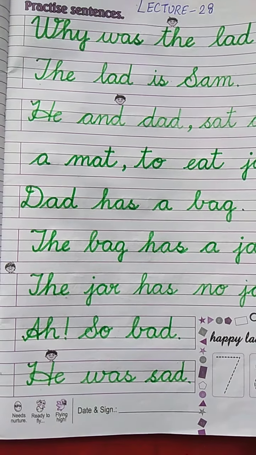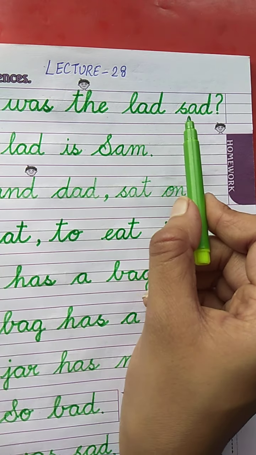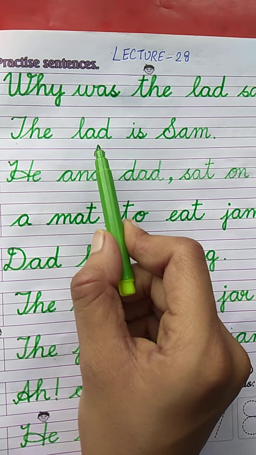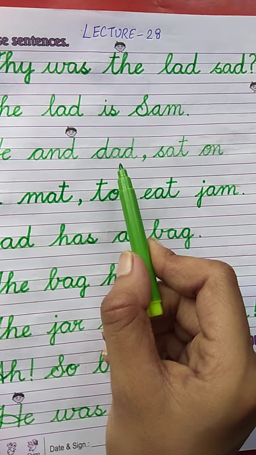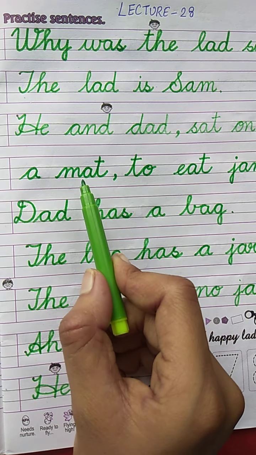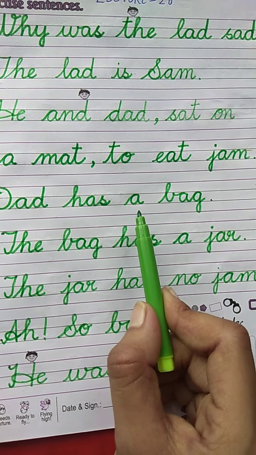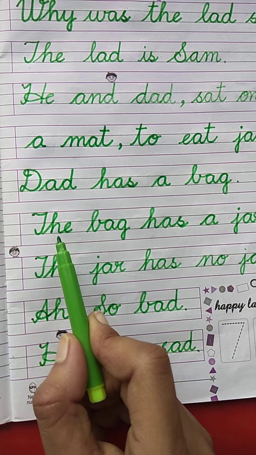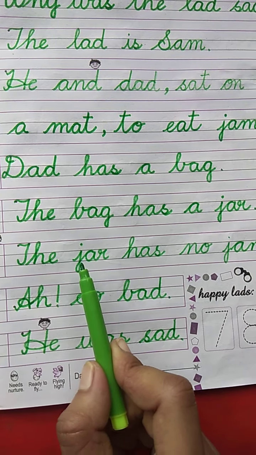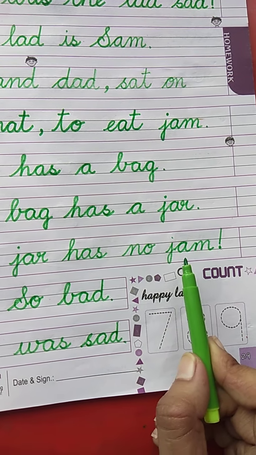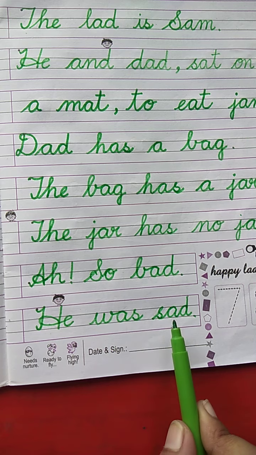Now we will read again from the first. Speak with me. Why was the lad sad? The lad is Sam. He and Dad sat on a mat to eat jam. Dad has a bag. The bag has a jar. The jar has no jam. So bad. He was sad.